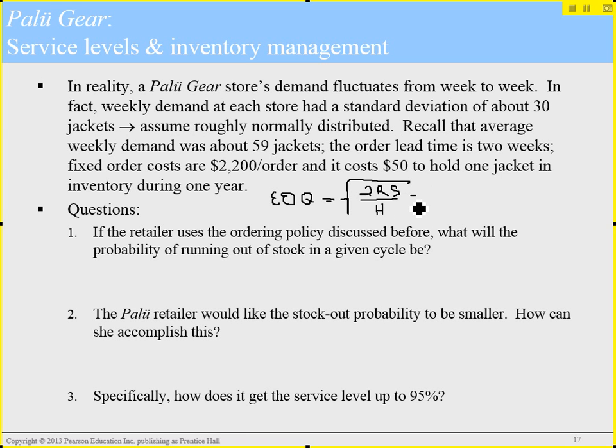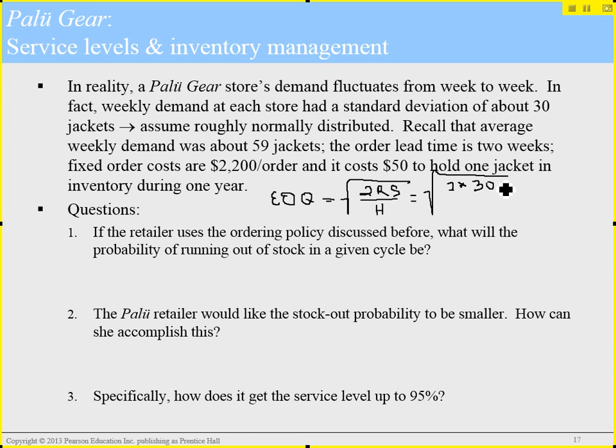So if I'm trying to figure my EOQ here, all right, in this formula for EOQ, I don't need the standard deviation yet, right? I'm probably going to use that someplace else. So I have standard deviation of demand of 30 units. Average weekly demand was 59 jackets. If I assume 52 weeks, Brady, what's 52 times 59? It is 3,068. So that's going to be our annual demand.